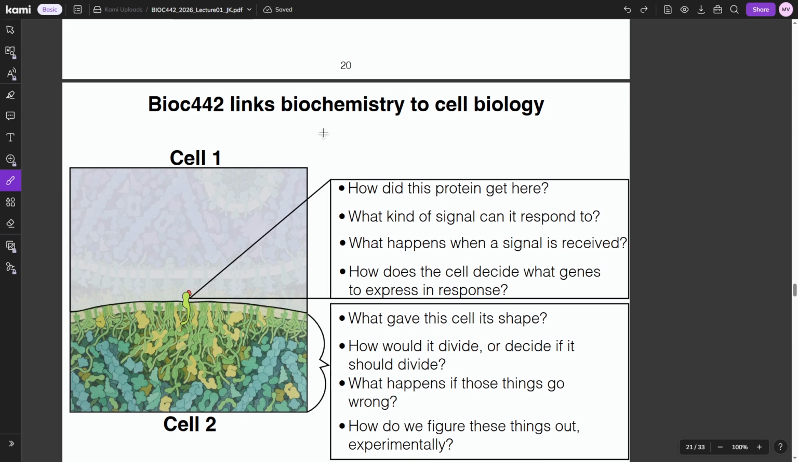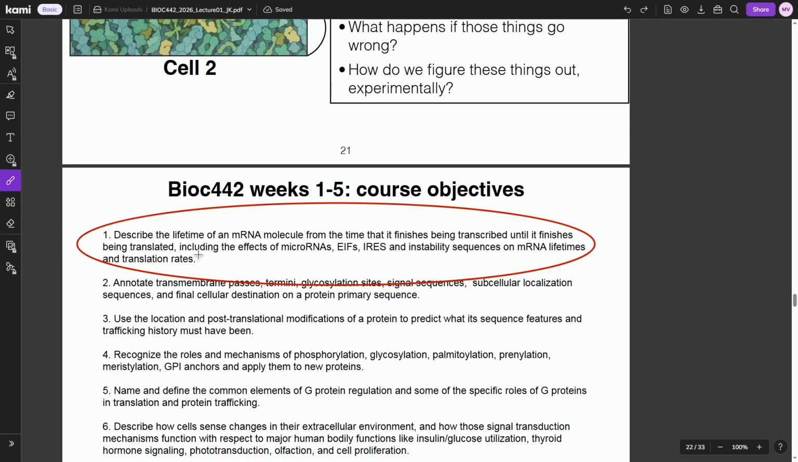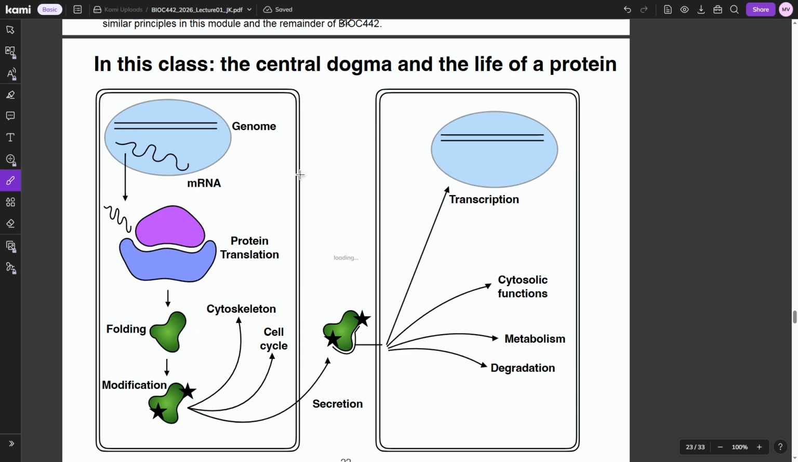So in 442, you're going to talk about these things on this list. I'm not going to go over a single one of them, but specifically in the first 5 weeks, we're going to look at a couple of things. So we're going to look at mRNA molecules, their lifetimes, how we determine stability. We're going to look at microRNAs, initiation factors, ribosomal sequences, stuff like that. So the first thing that we look at here is obviously central dogma and life of protein.